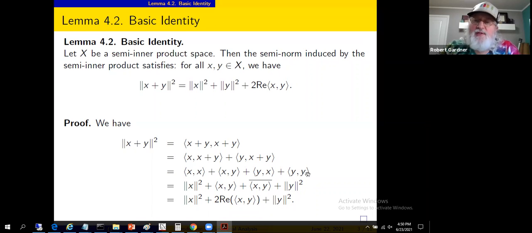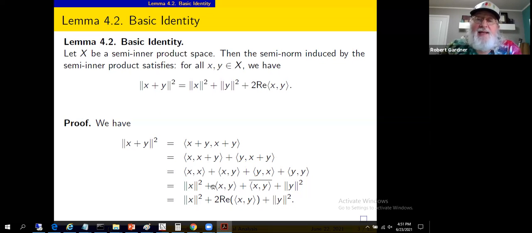Semi-inner product of y with itself, well, that's the semi-norm of y squared. And here we've got an inner product of x with y, and here's an inner product of y with x. So let's use that conjugation property and reverse the orders. Write this as the conjugate of the inner product of x with y. Reverse the orders, introduce a conjugate. Elementary properties of complex numbers.